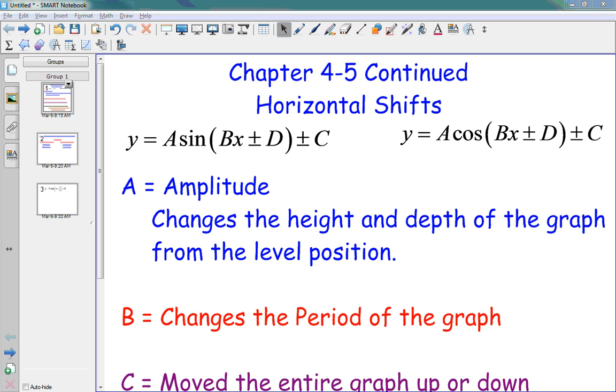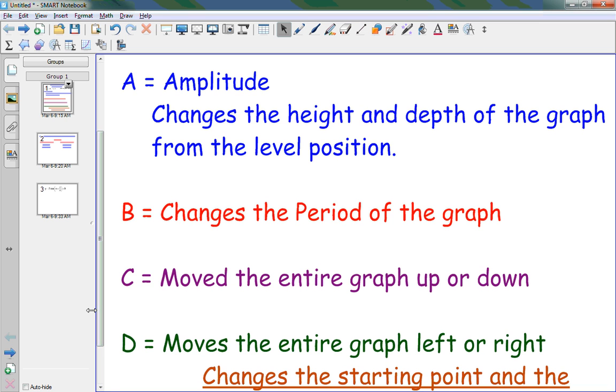A is your amp. It changes the height and the depth of the graph from the level position. The level position is in the middle of the graph. Do we understand that? Okay? It's zeros on the unit circle. The B changes the period of the graph. In other words, the typical period of a sine and cosine function is how many units? 2 pi units. It's one revolution around the unit circle. Do we all understand that?